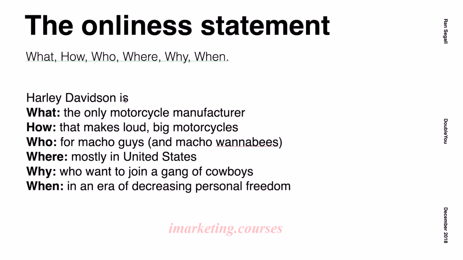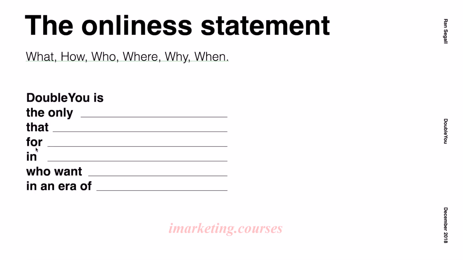So Harley Davidson is the only, and this is why it's called the onlyness statement, because you're trying to describe the thing that only you do, right? So Harley Davidson is the only motorcycle manufacturer that makes loud, big motorcycles for macho guys, mostly in the United States, who want to join a gang of cowboys in an era of decreasing personal freedom. So answering these questions for your own company will help clarify what the value proposition is, who it is for.